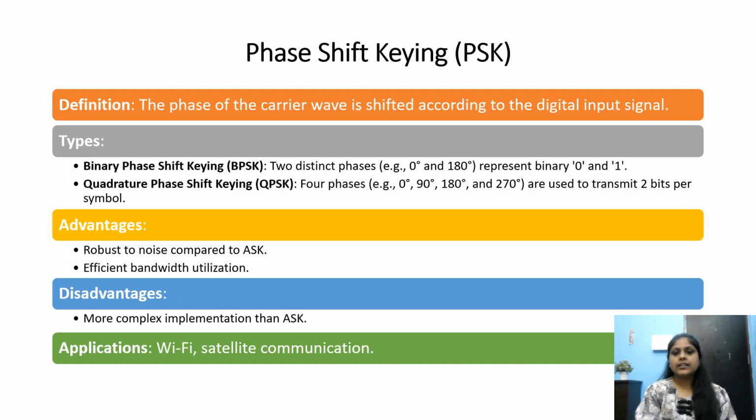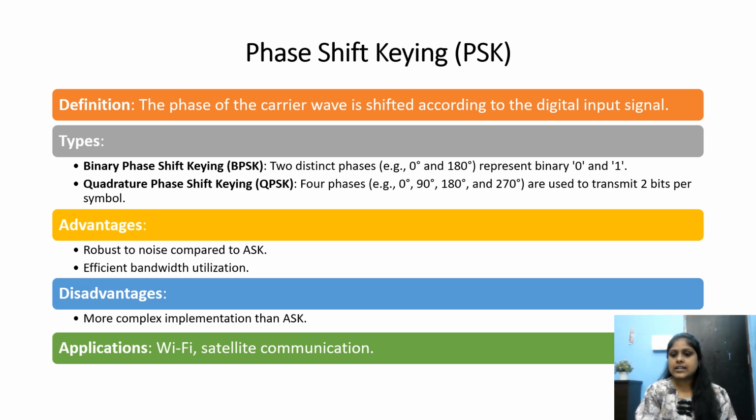Phase shift keying, that is PSK. The phase of the carrier wave is shifted according to the digital input signal. There are some types in PSK, that is BPSK and QPSK, where BPSK is binary phase shift keying.